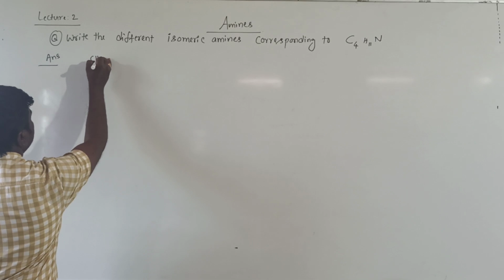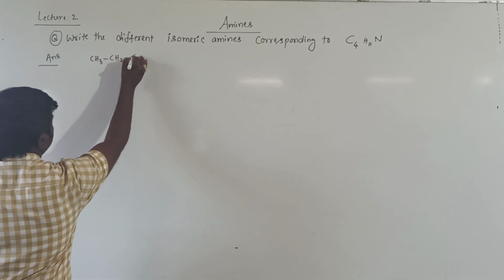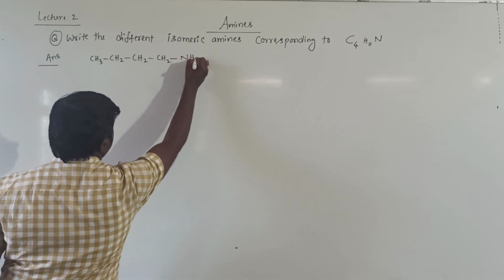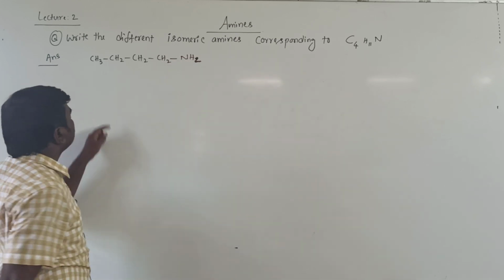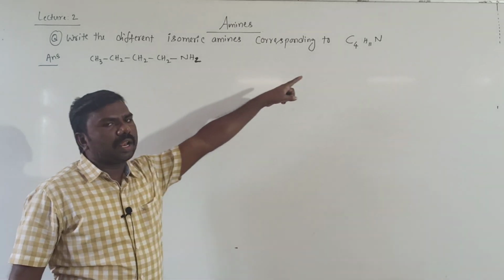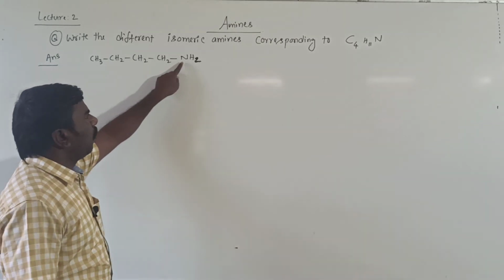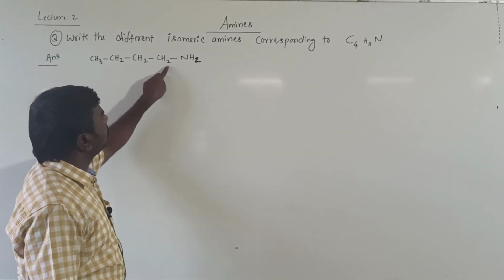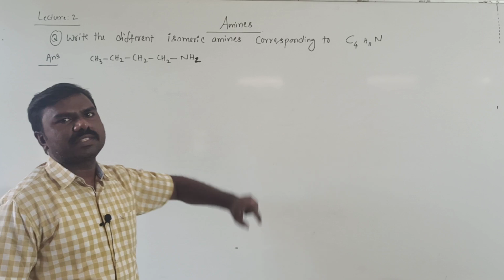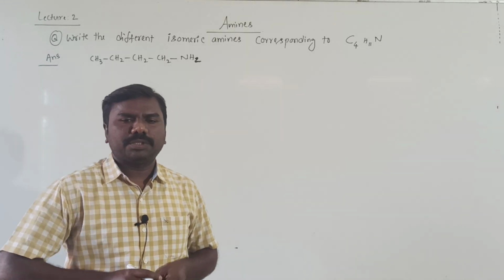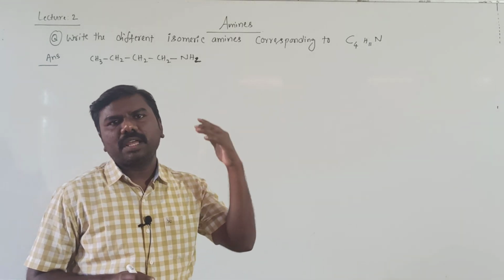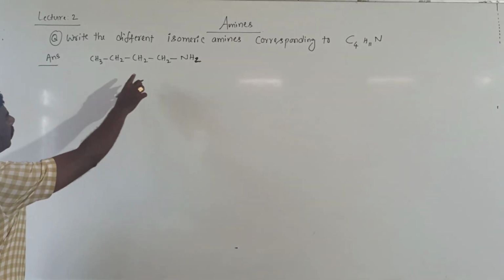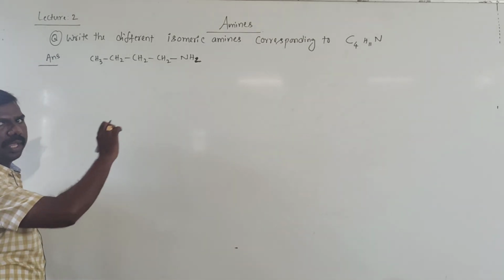First, CH3CH2CH2CH2NH2. Amine it is. 1, 2, 3, 4 carbons, C4, 1 nitrogen, N1, and 3 plus 2 plus 2 plus 2 plus 2, totally 8 plus 3, 11 hydrogens. C4H11N. Like that, how many possibilities are there? It is butanamine, butane amine.